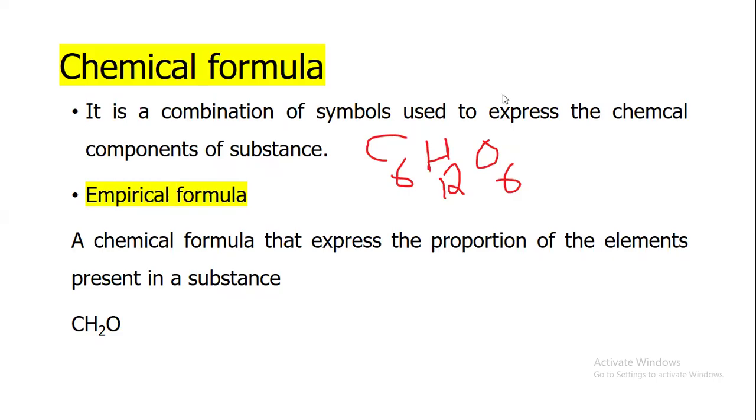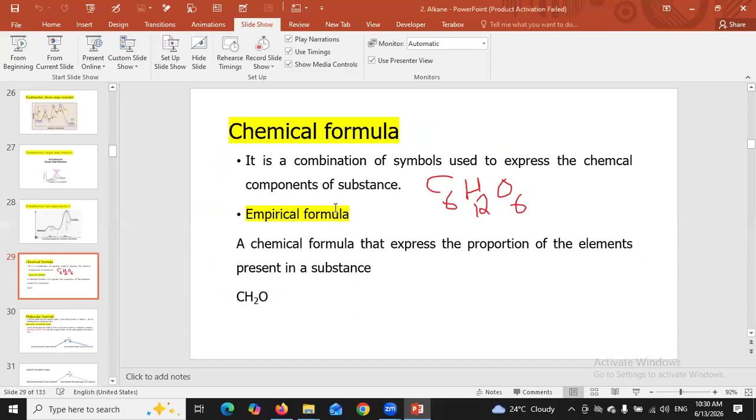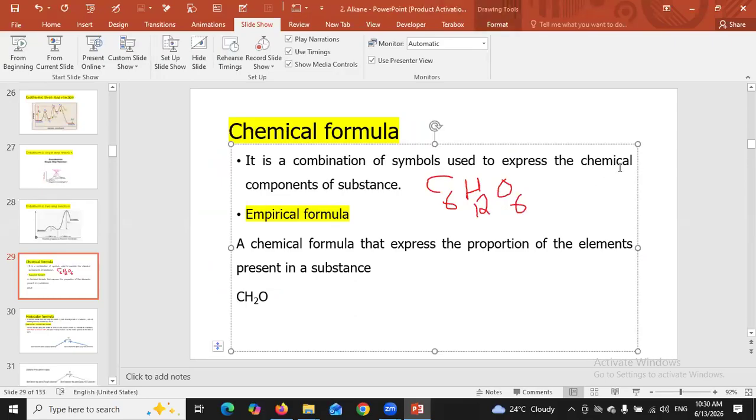Okay. Chemical formula. It is the combination of symbols used to express the chemical components of a substance, for example, C6H12O6.